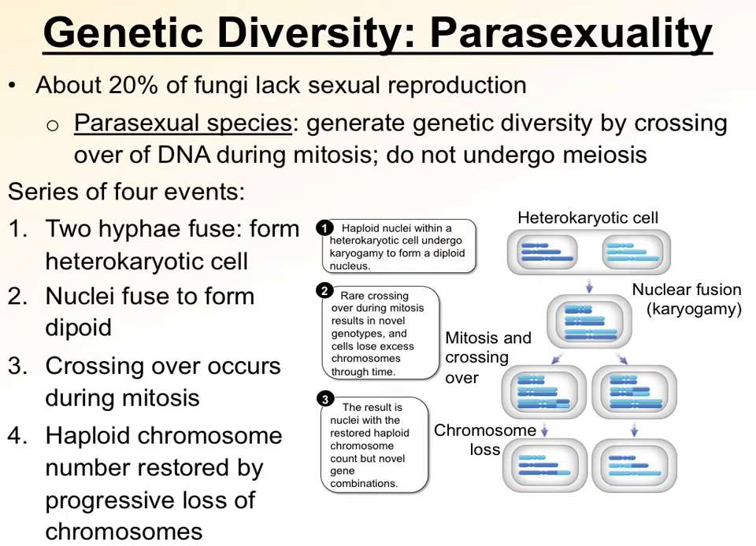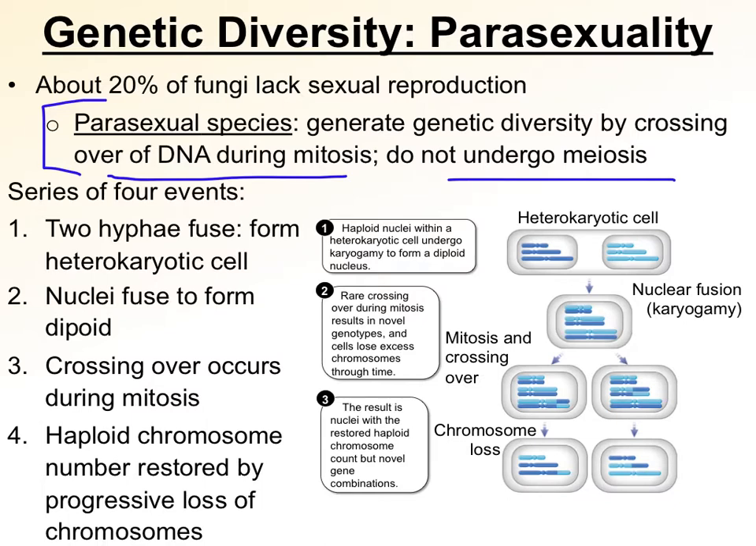I always get lots of questions on this particular mechanism, and to be honest, I've done some digging and I can't really give you an exact answer as to how this works, and how it still manages to get the right chromosome number back. But I will briefly describe something that's unique to the fungus. About 20% of fungi do lack sexual reproduction, and to gain diversity, they have a process known as parasexuality. Parasexual species generate diversity by crossing over of DNA during mitosis, exchanging bits of DNA between chromosomes during mitosis. However, they do not undergo meiosis.